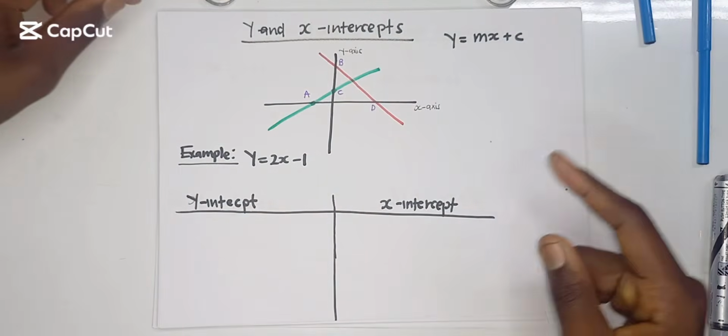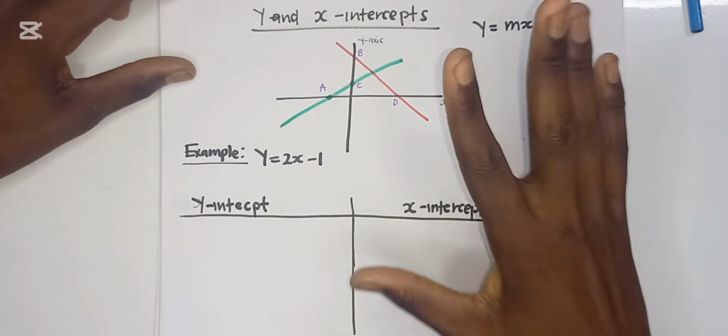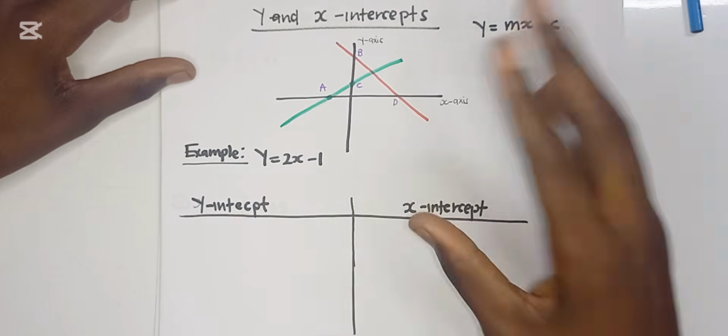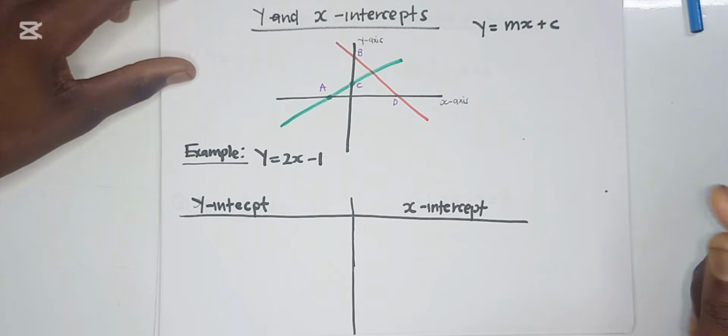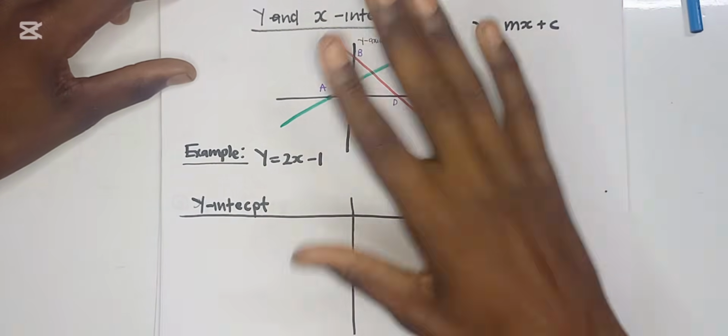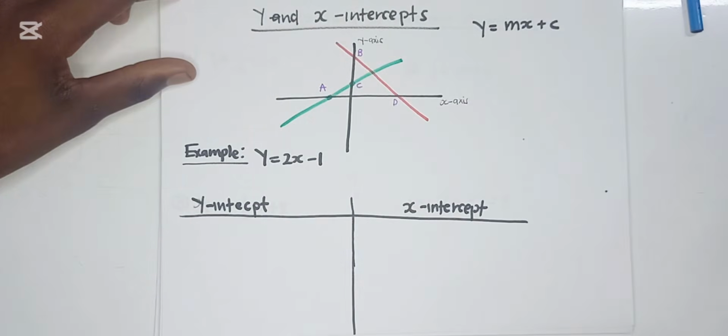Welcome back, guys. In our previous video, we introduced a kind of function called a linear function, which is a straight line function. Now in this video, we're going to take a look at how to find the y- and the x-intercept.